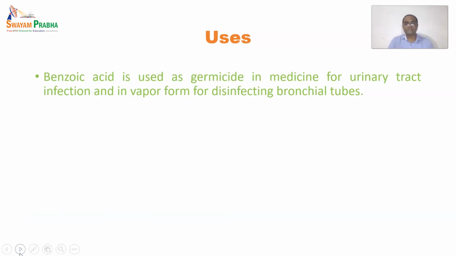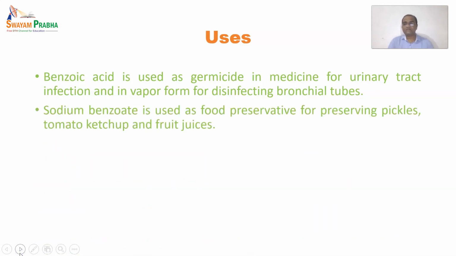The reason it is used for urinary tract infection is that benzoic acid is easily solubilized in the urinary tract. The urinary tract has a higher pH, meaning pH more than 7, and benzoic acid gets easily solubilized there, and it has the ability of a germicide, so that is why benzoic acid is utilized in that part.